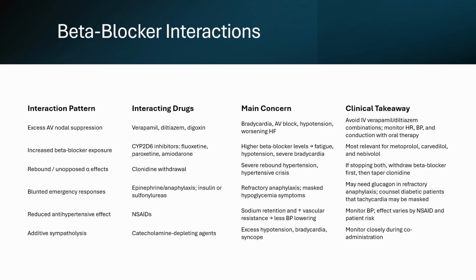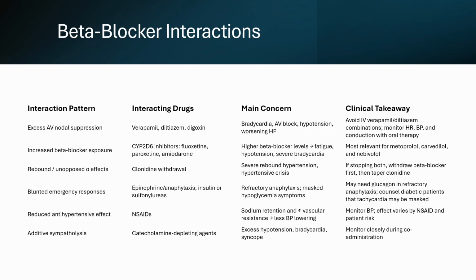First, combining non-DHP calcium channel blockers with beta blockers can produce additive negative chronotropic, dromotropic, and inotropic effects. Clinically, this can present as excessive bradycardia and high-degree AV block, hypotension, or worsening heart failure. Verapamil may also add a pharmacokinetic component to the interaction by decreasing the clearance of metoprolol and propranolol.